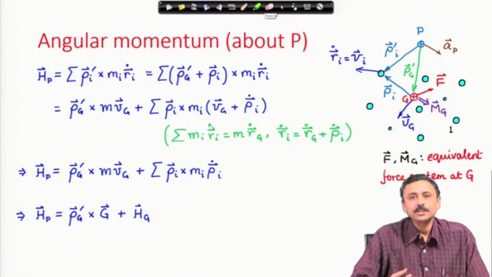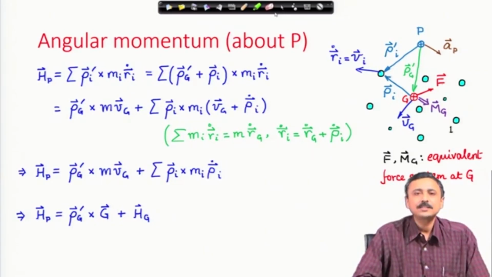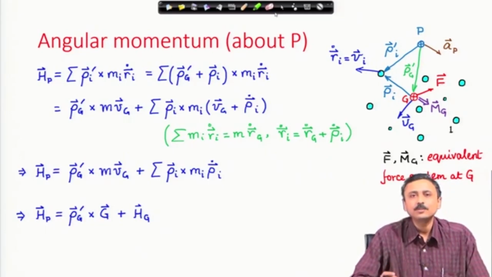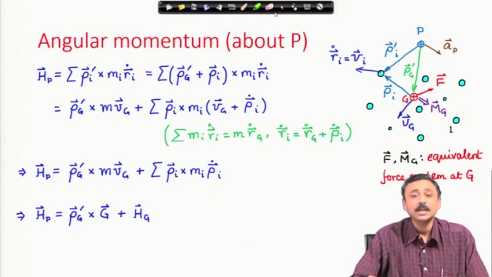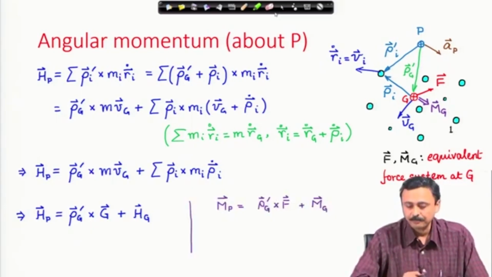Now, this expression of angular momentum about P is not very easily related to the moment about P, just as in the previous situations for a fixed point or the center of mass. We had this relation that rate of change of angular momentum about a fixed point is the moment of all forces about that fixed point, or the rate of change of angular momentum about the center of mass is equal to the moment of all forces about the center of mass. Such a simple expression does not follow from here, but we can do one thing.